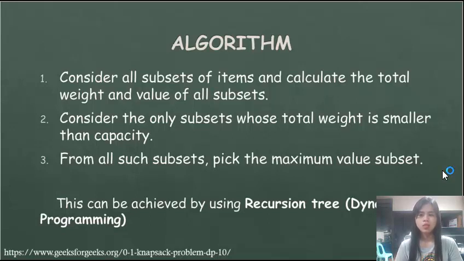The algorithm for solving the knapsack problem is, first, to consider all subsets of items and calculate the total weight and value of all subsets. Second, consider only the subsets whose total weight is smaller than the capacity. From all such subsets, pick the maximum value subset. This can be achieved by using a recursive tree or dynamic programming, and this will be discussed in depth in another video tutorial.